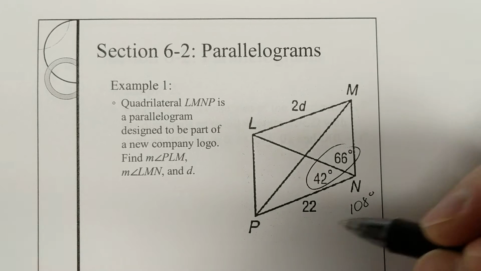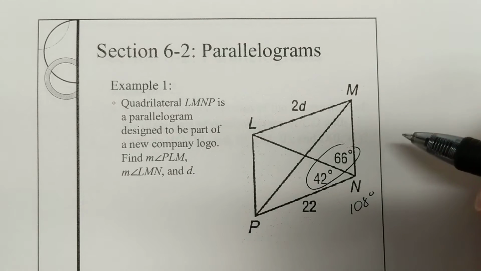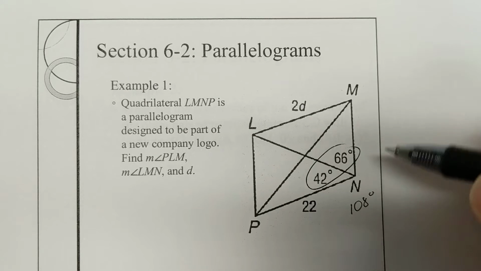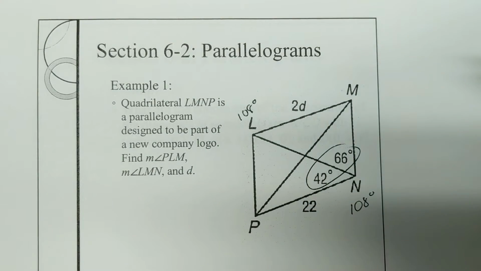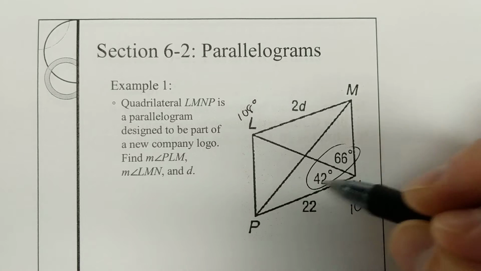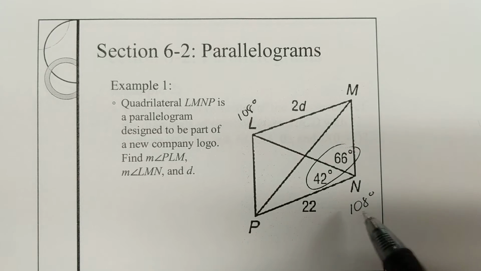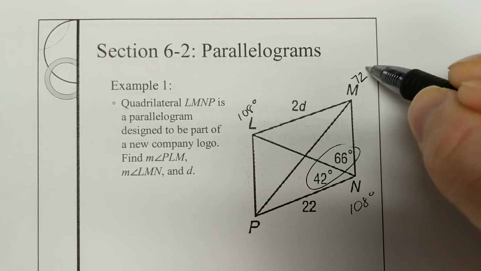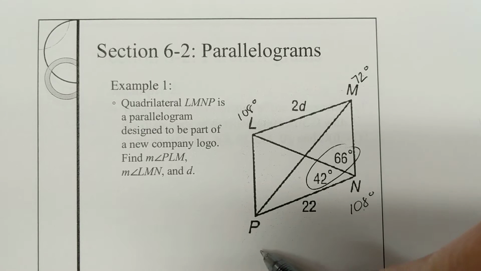Now, if that's 108, I'm going to do a whole bunch of math without worrying about the questions. If N is 108, I know L is also 108 because opposite angles are congruent. I can figure out M and P because adjacent or consecutive angles have to add to 180, which means this guy is 72. 108 plus 72 is 180, as is that guy. Now I'll actually answer the questions.